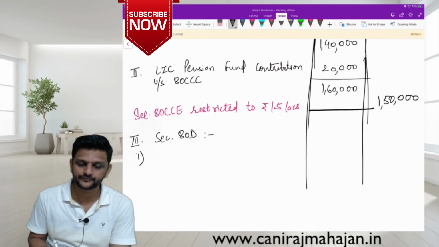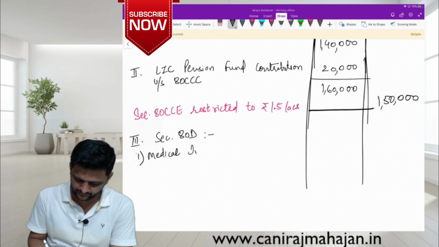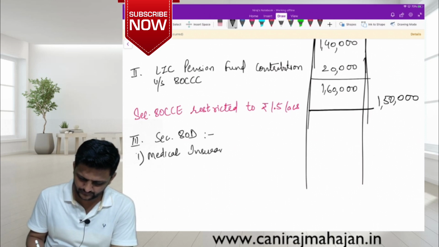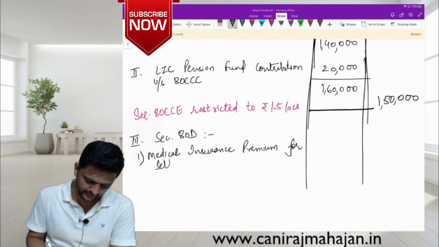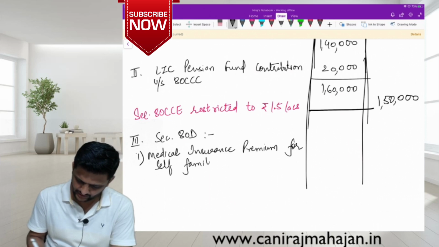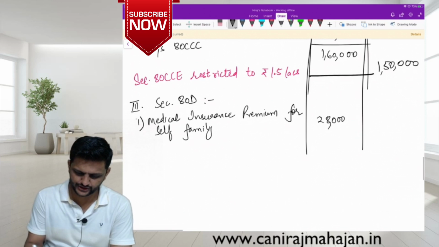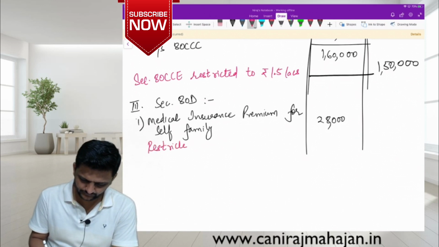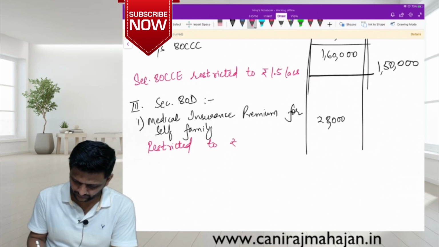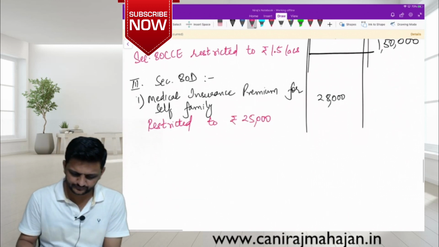Under that first one, medical insurance premium. I am writing in short for self, family. How much is paid? 58,000. What will you say? Restricted, children. 25,000, isn't it?